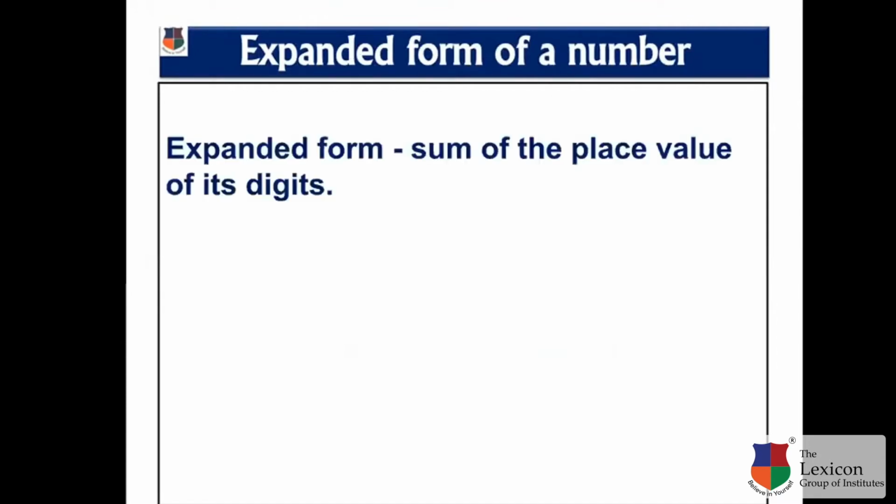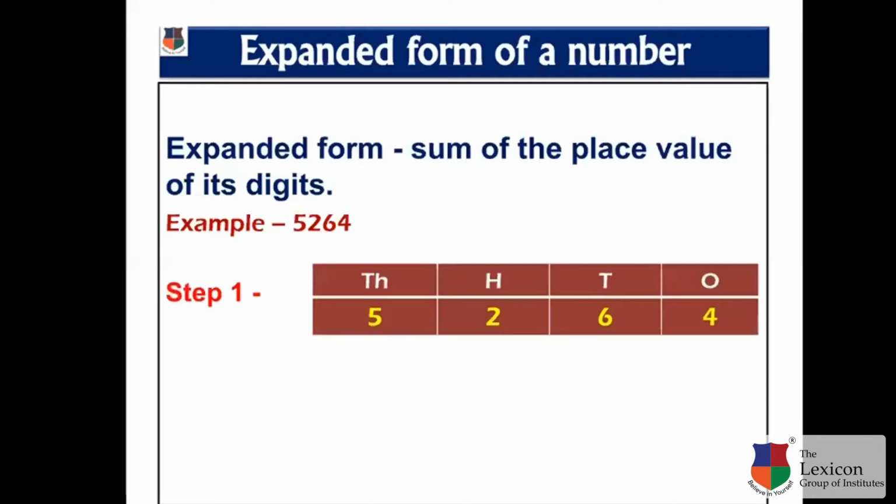So what is exactly expanded form? Expanded form is nothing but the sum of the place values of its digits. So we have already studied how to find the place values, correct? Now look at this number. Read it, that is 5264. Now, first thing, you have to arrange this number in a place value chart.